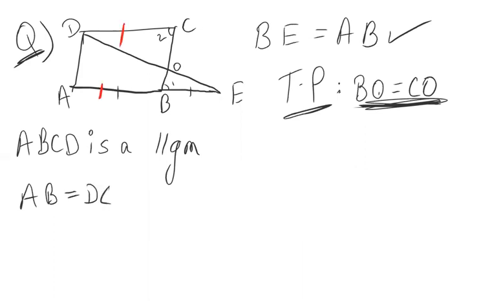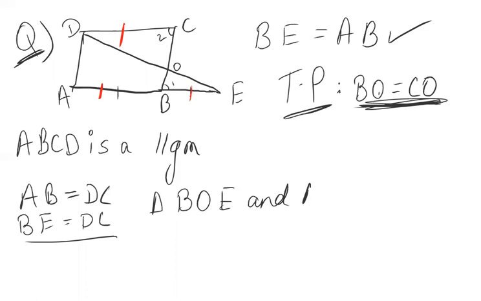Okay, and since this is a parallelogram and AB is equal to BE, so BE is also equal to DC, right? So let's mark that. And now we have this. So now if you take triangle BOE and triangle, what is that, COD, we also have over here.